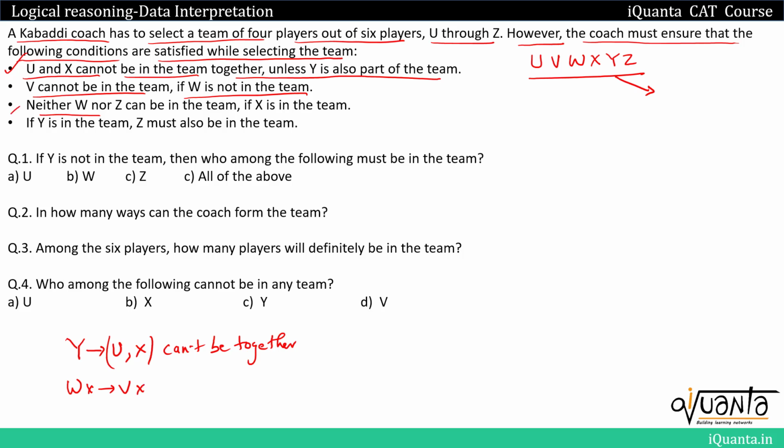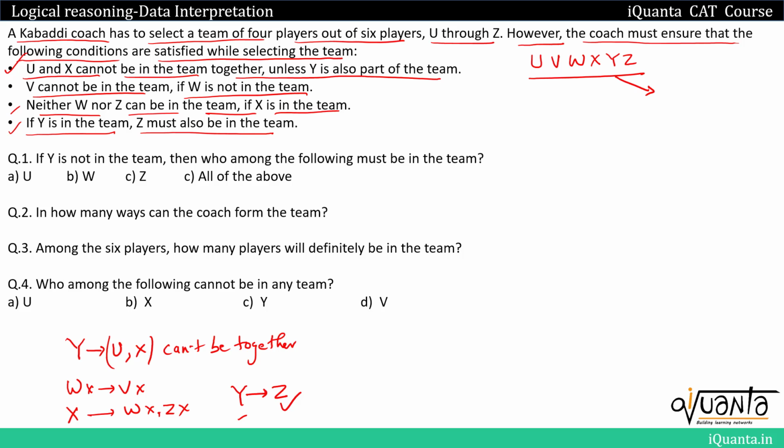Third clue is neither W nor Z can be in the team if X is in the team. So if X is there in the team, it implies that W will not be there and Z will not be there in the team. The last clue is if Y is in the team, Z also must be in the team. So if Y is there, Z must be there in the team. So out of these 6 players, we have to select a team of 4.